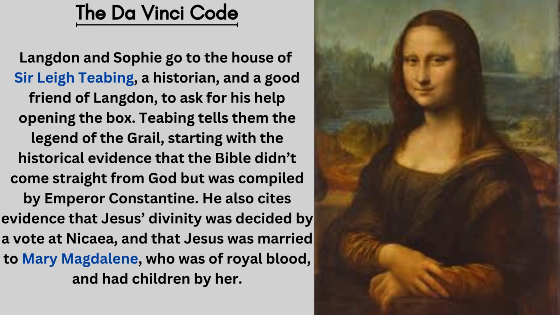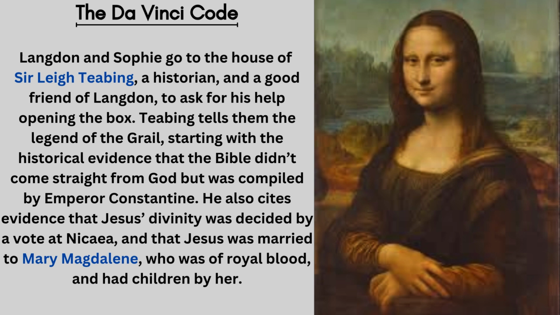Langdon and Sophie go to the house of Sir Lee Teabing, a historian, and a good friend of Langdon, to ask for his help opening the box. Teabing tells them the legend of the Grail, starting with the historical evidence that the Bible didn't come straight from God but was compiled by Emperor Constantine.